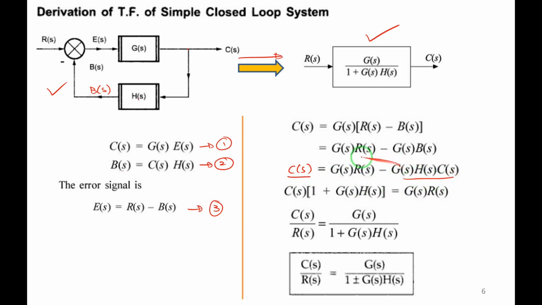Separate it. Take this side. It will be plus, and take out C of S. So C of S is equal to 1 plus G of S into H of S. This is left as it is: G of S into R of S.